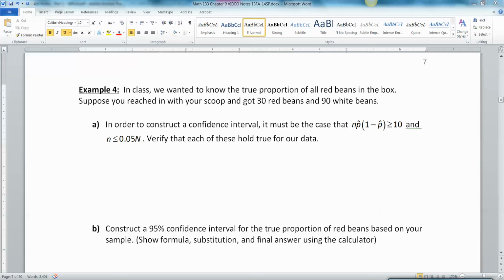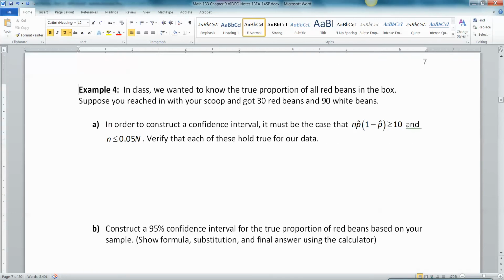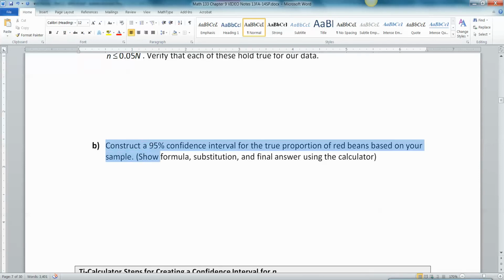For the next video, I want to show you how to find the confidence interval for the true proportion using your calculator. So we have here this example where we had a box that had 30 red beads and 90 white beads, and we want to be able to construct a confidence interval from that data. So we're going to construct a 95% confidence interval for the true proportion. We're going to use a formula, substitution, and final result.